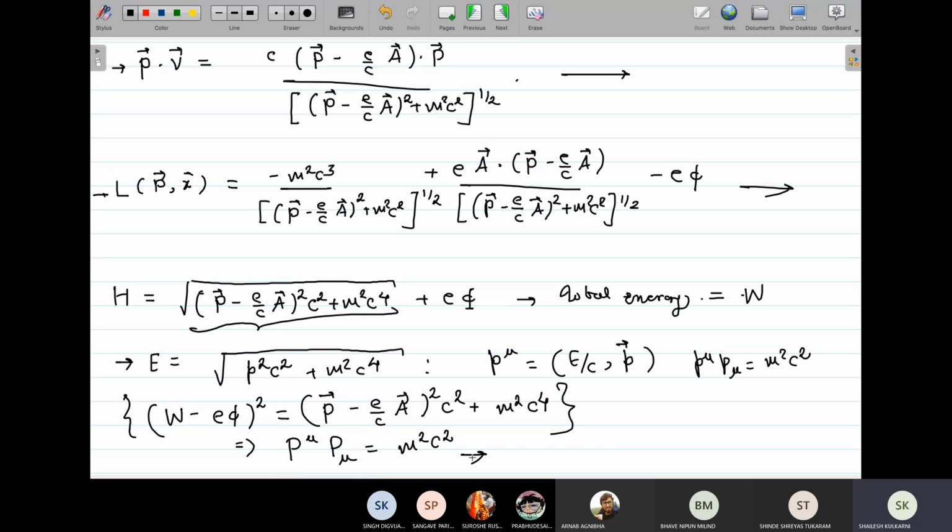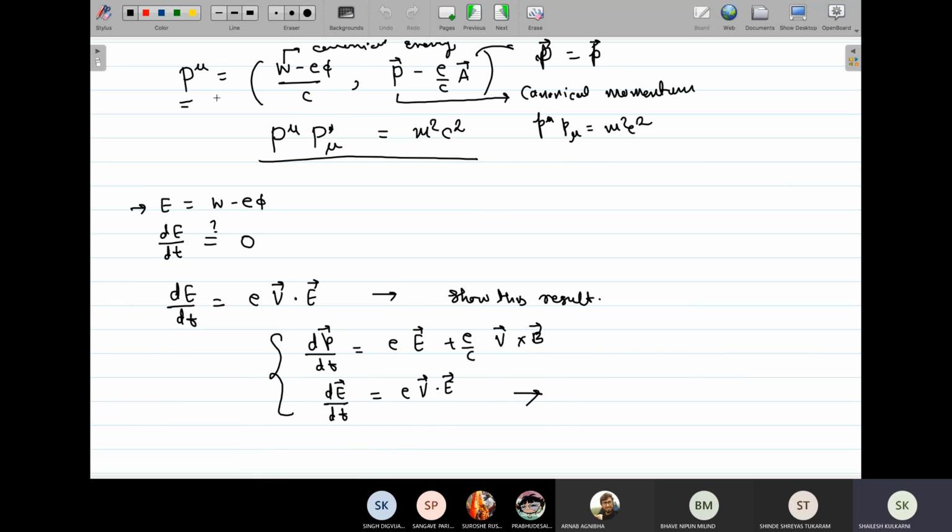The way we constructed this is from this, right? So you take this term on the left hand side, you divide by c square. That's it. This is how it is defined. So P mu squared is bound to be m square c square by construction. You don't have to prove anything. Is that clear or not?